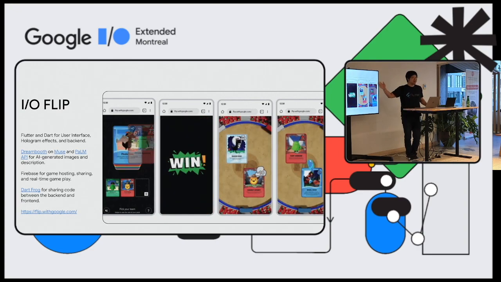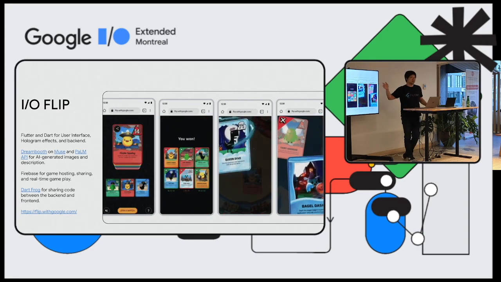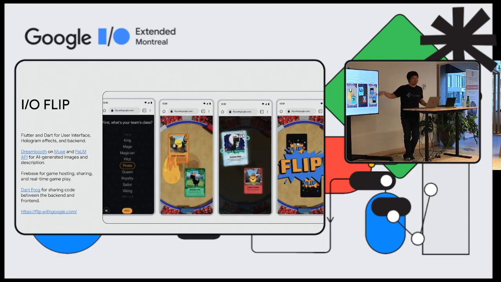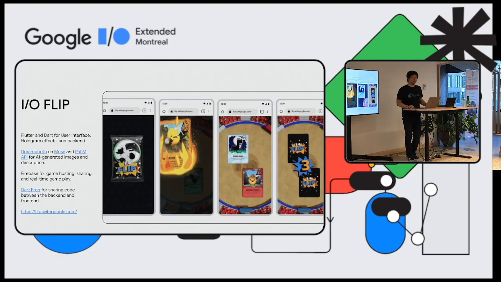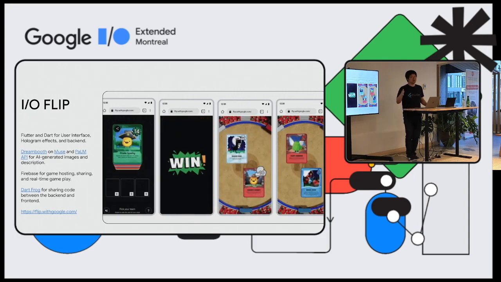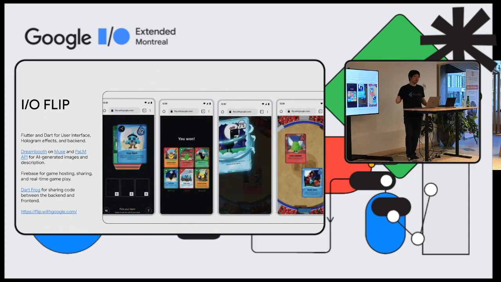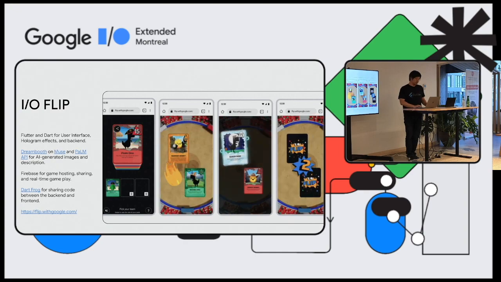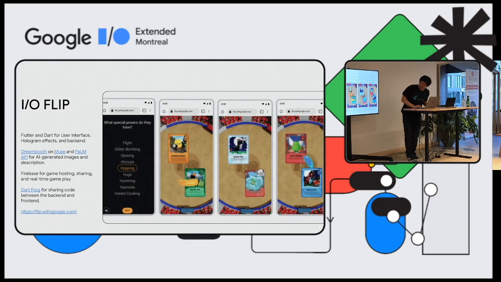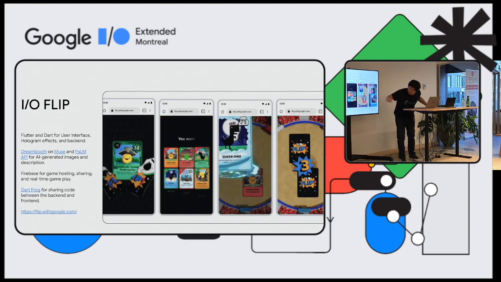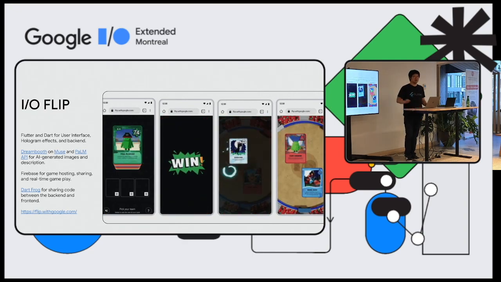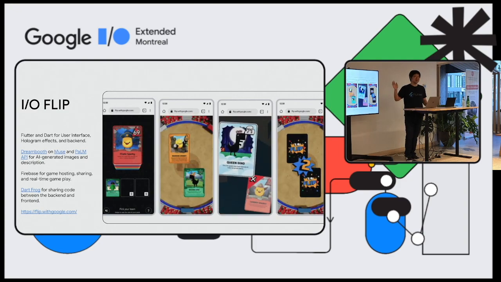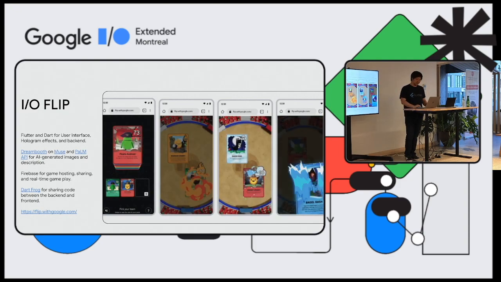And the game itself is made in Flutter. So it's running on the web, and the application is written in Flutter. They also have a backend written in the Dart language, which is the same language that you write Flutter in. So the full stack is written in Dart for this application. If you want to play the game, there's a link over there, but you can just Google search I/O Flip and you're going to find it. This one is also open source, so you can even dig into the source code if you want.